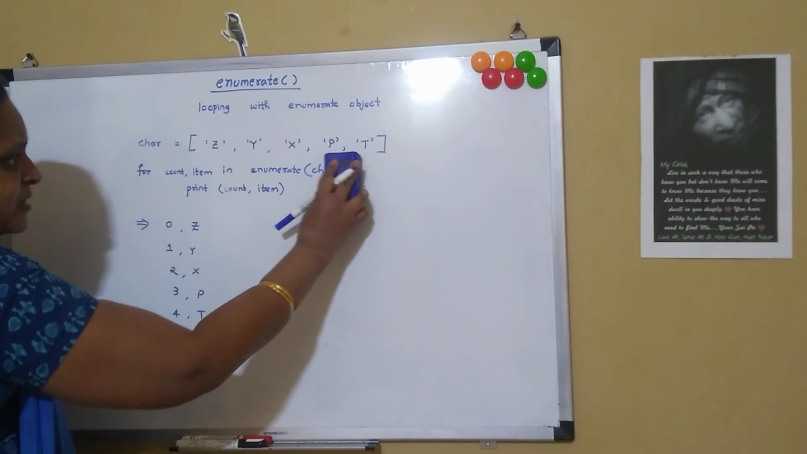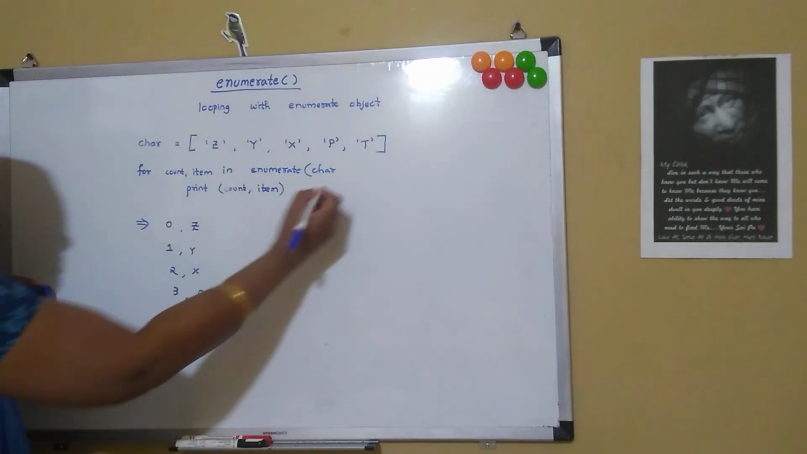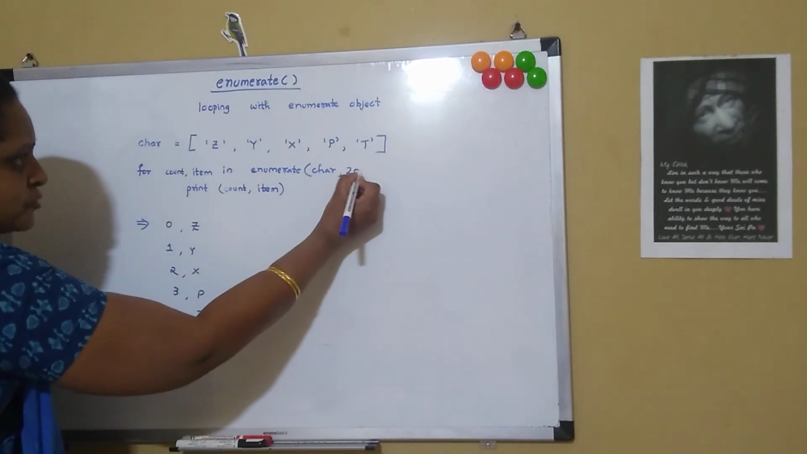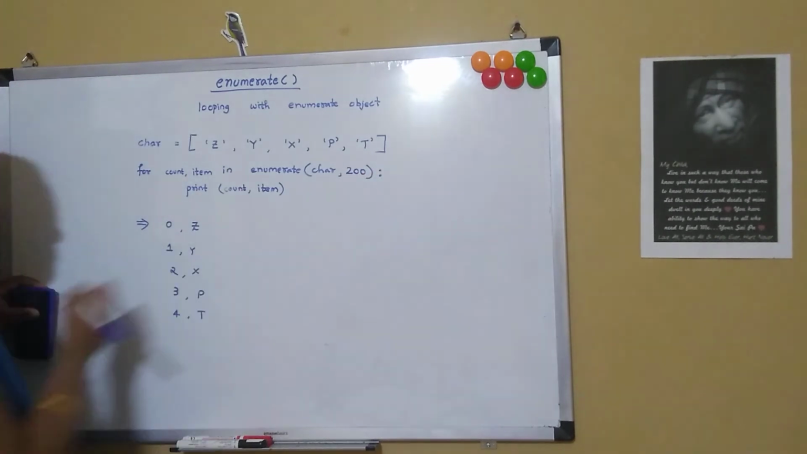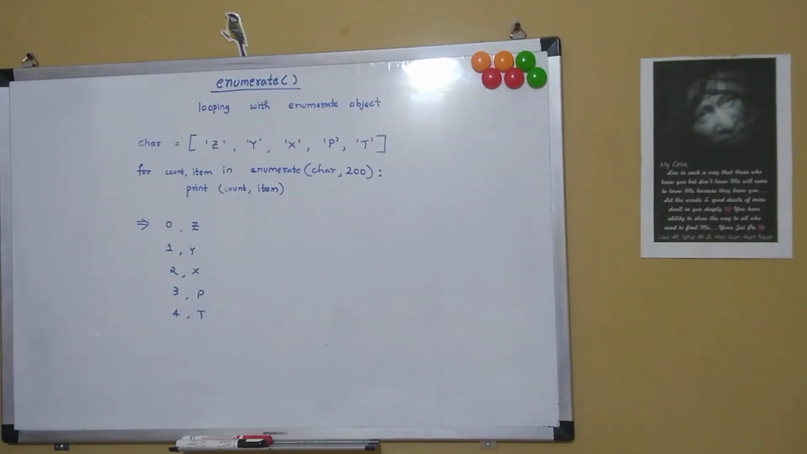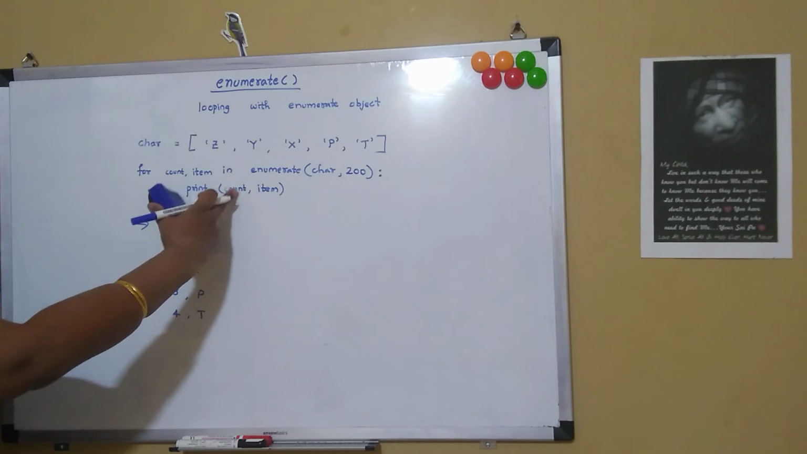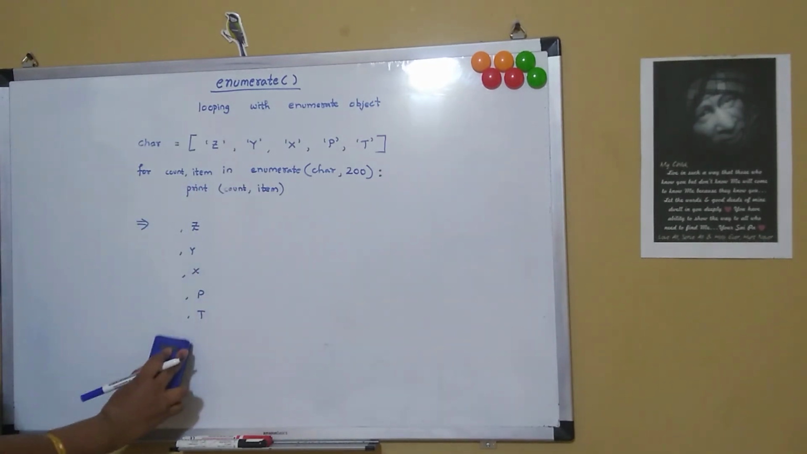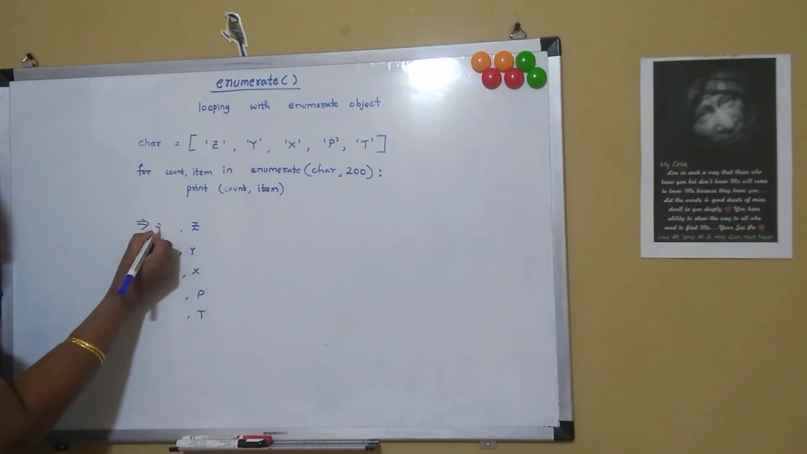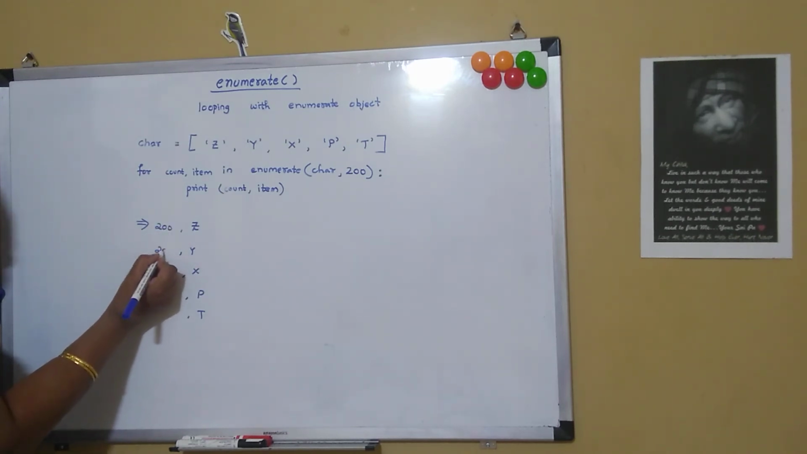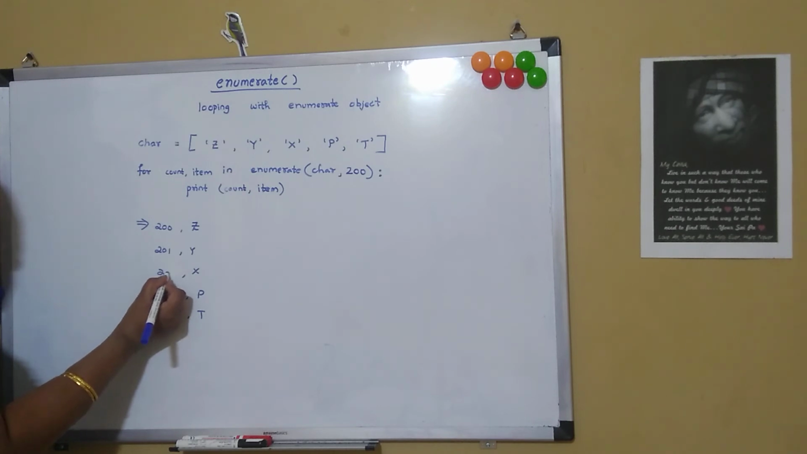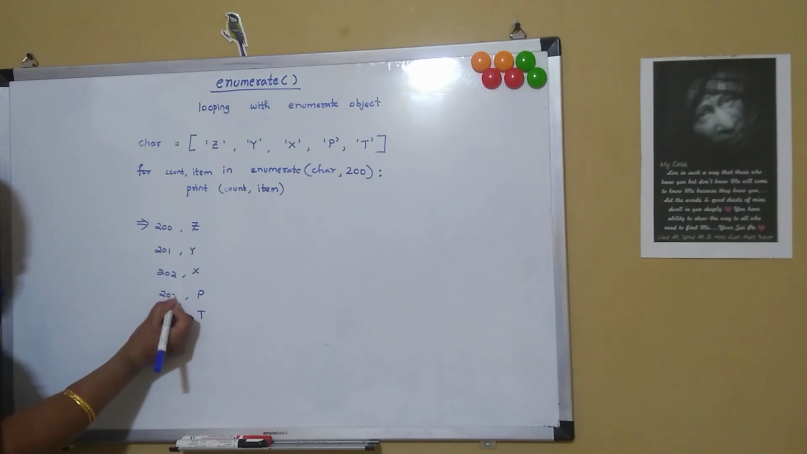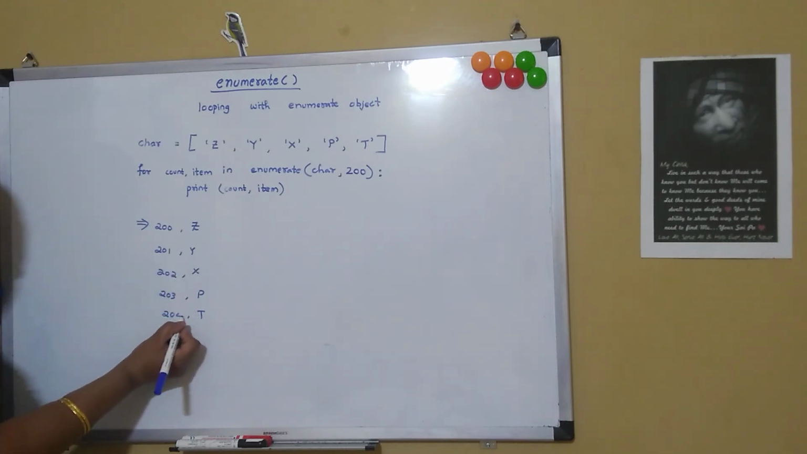Now in this enumerate function, let me change my start value. Let me start it from 200. So what would be the output? What will be the count and what will be the item? Only this particular thing changes. It starts from 200, increments to 201, 202, 203 and then 204.